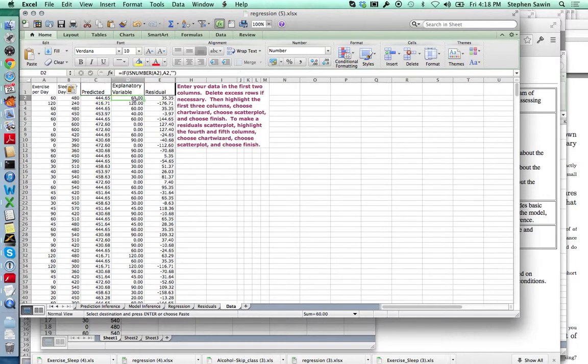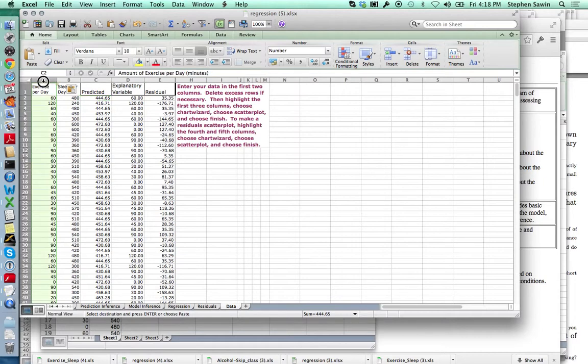This is just a repeat of the explanatory variable. You'll see why in a few minutes. And here are the residuals. Remember, the residual is the actual y value minus the predicted. So in this case, this first person slept 35 more minutes per day than you would have guessed just knowing how much they exercise.